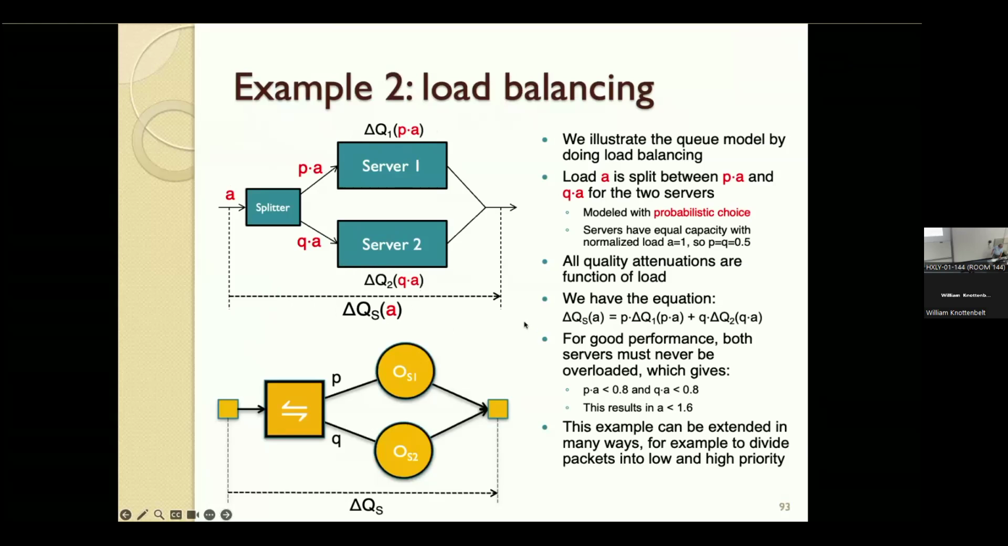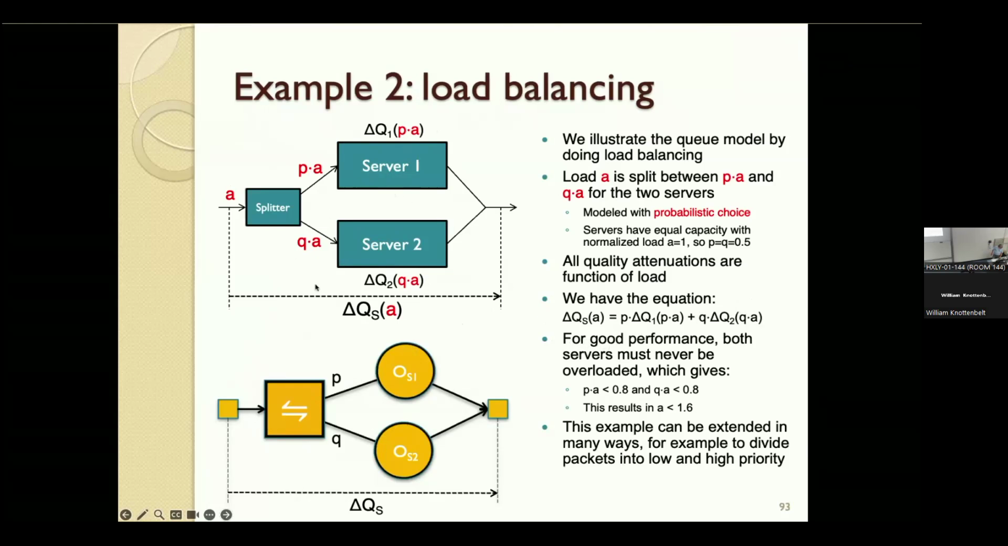So the total delta Q here is actually the weighted sum, okay? It depends on a probabilistic choice. Each time a task comes in, it either goes to the top server or to the bottom server according to the probabilistic choice, okay? So you have this extra equation that's added.